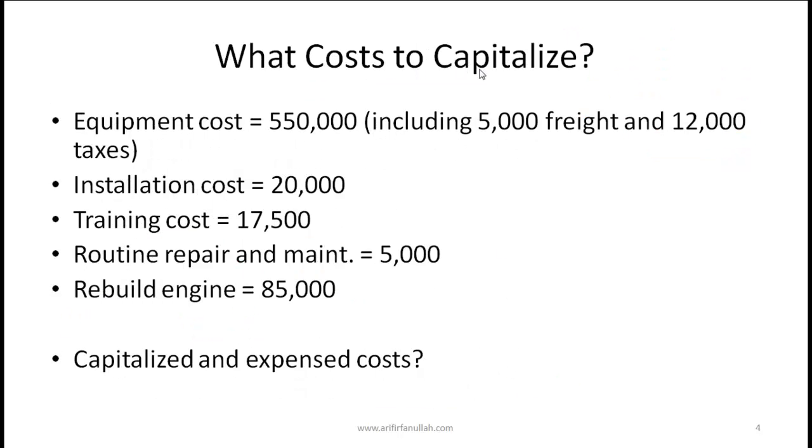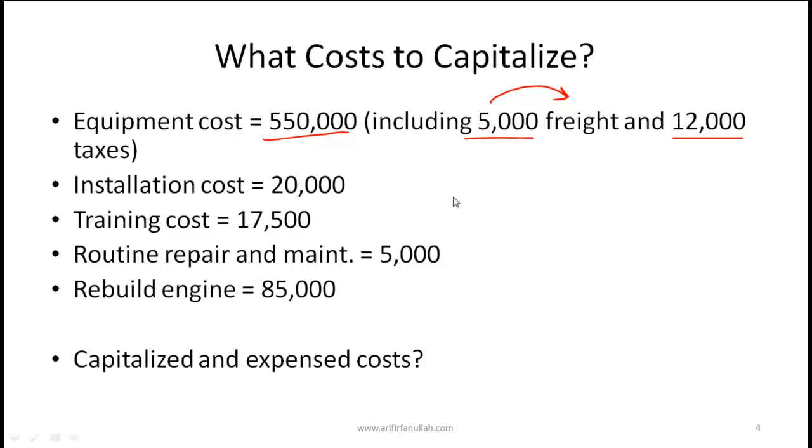Now, what costs do we capitalize when we buy a piece of equipment or when we buy any fixed asset? Take a simple example. Say you buy equipment for $550,000. And say this includes 5,000 freight, which is the inbound freight. This is the freight cost that you pay to get the equipment to the plant where you are using it. And you also pay 12,000 as taxes. Then you spend 20,000 to install the equipment. The people who will be operating this machine need to be trained, and let's say that training cost is 17,500.